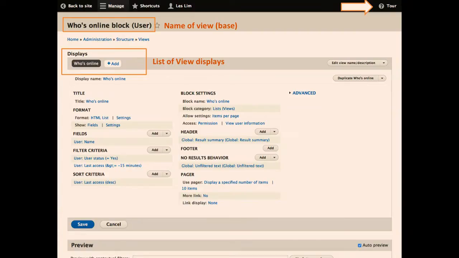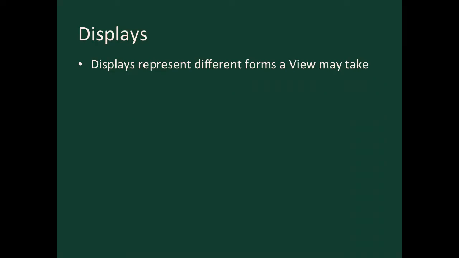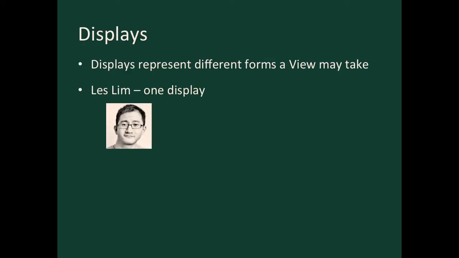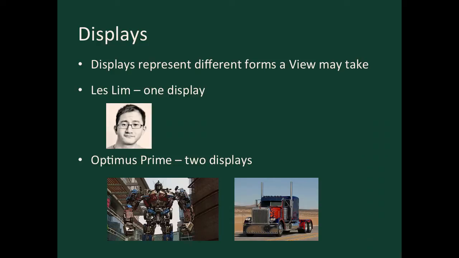We also have displays. This is a list of view displays, and this is the source of much confusion when you're starting out. So let's talk about displays a little more closely. Displays represent different forms that a view may take. So if you were to imagine that I was a view, I have one display. It's me. I don't change from day to day. I don't have different forms. I am a human that plugs into places where a human plugs in. But Optimus Prime has two displays. He has a robot display, but he has a truck display as well. They're used in different contexts. They're displayed differently. They're still essentially Optimus Prime.